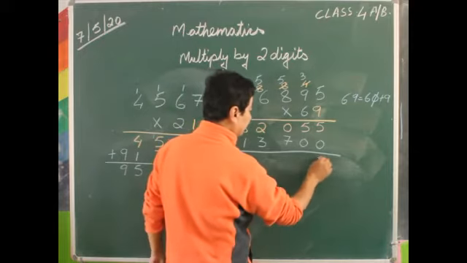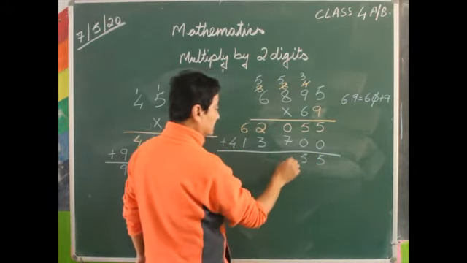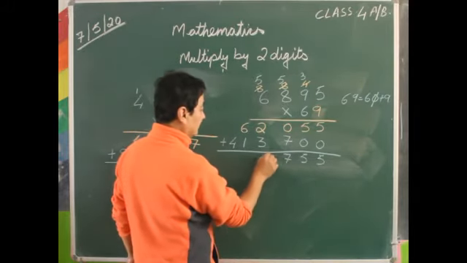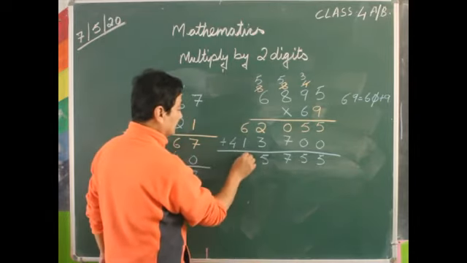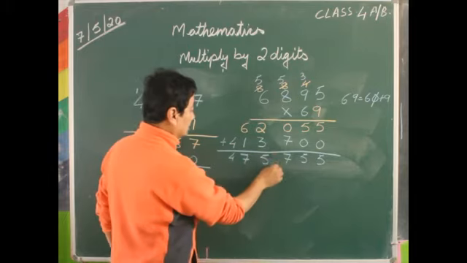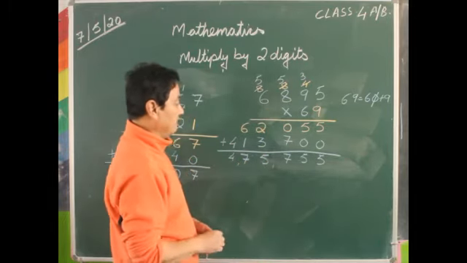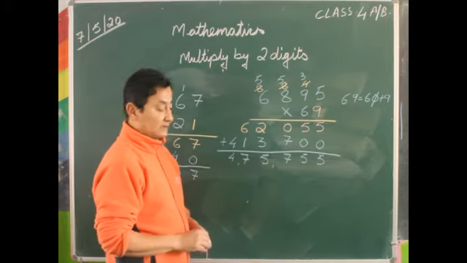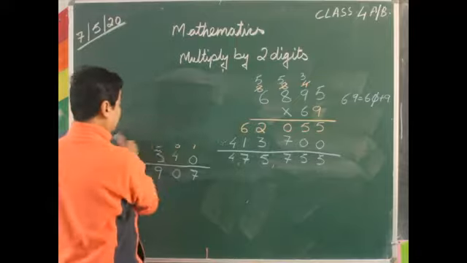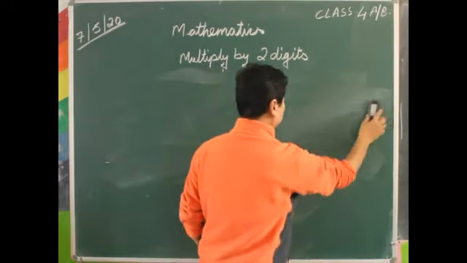5 plus 0, 5. 5 plus 0, 5. 0 plus 7, 7. 2 plus 3, 5. 6 plus 1, 7. And 4. So the overall answer that we got by multiplying these two numbers is 4,75,755.